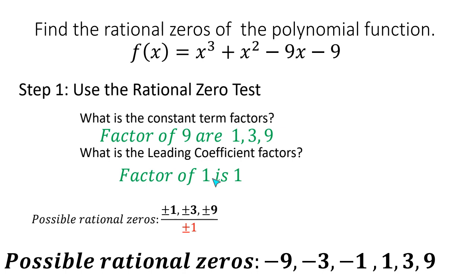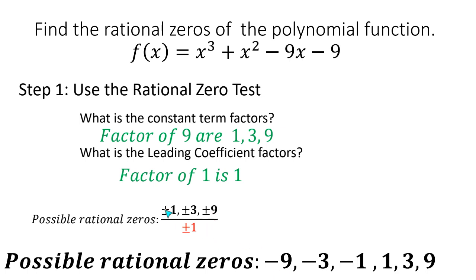And the factors of 1 is just going to be 1 times 1, which is going to give us that 1. So we also include the plus or minus because we could have, for example, negative 1 times negative 9 still gives me a positive 9. So we include the plus or minus. And then if we divide, 1 divided by 1 is going to be 1. 3 divided by 1 is 3. And 9 divided by 1 is going to be 9.